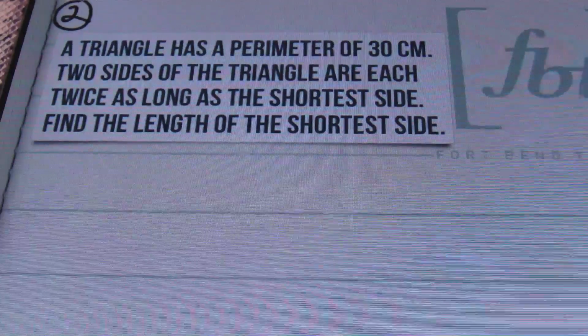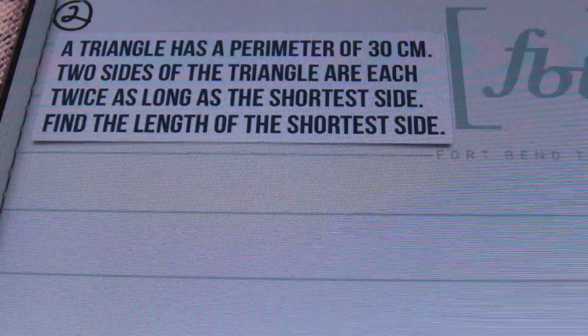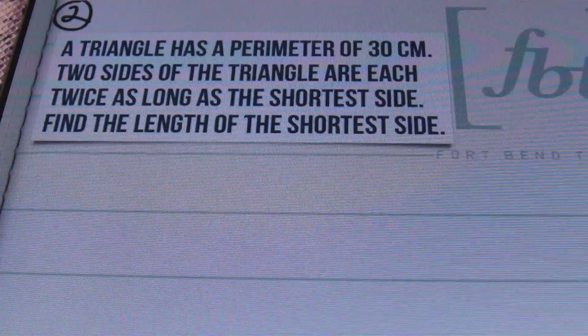In our next word problem, it says that a triangle has a perimeter of 30 centimeters. Two sides of the triangle are each twice as long as the shortest side. Find the length of the shortest side.